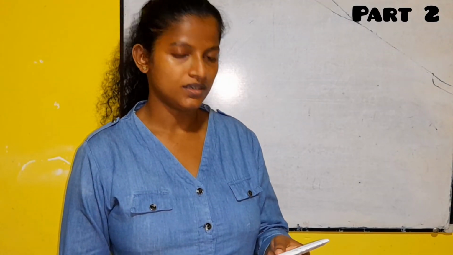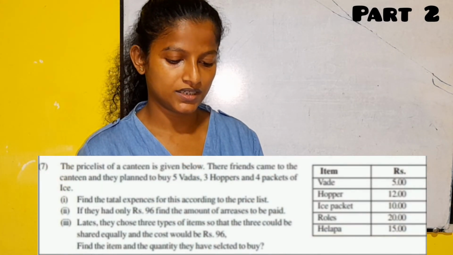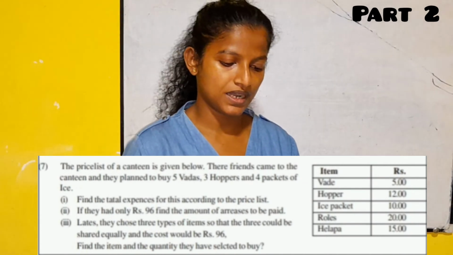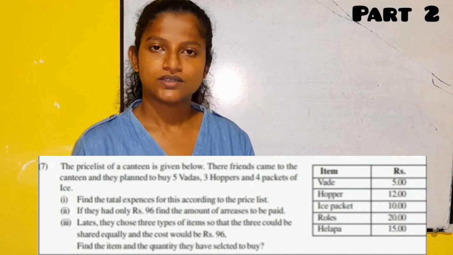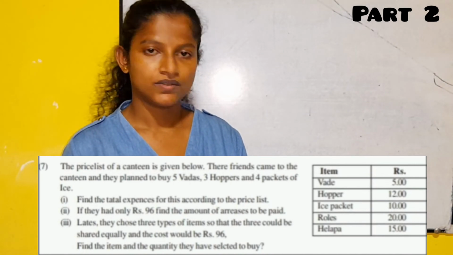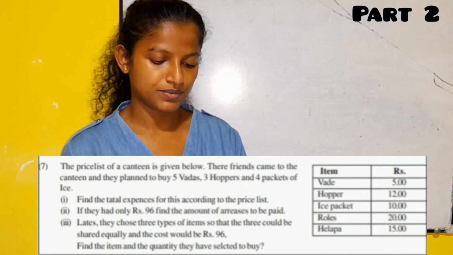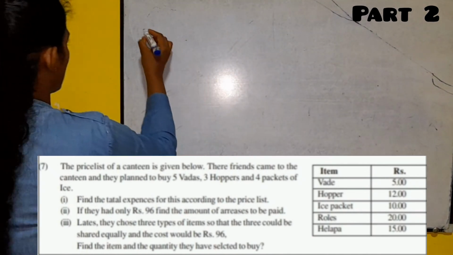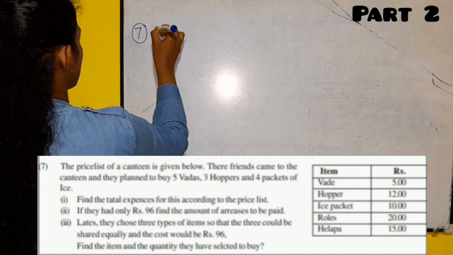Question number 7. The price list of a canteen is given below. 3 friends came to the canteen and they planned to buy 5 vades, 3 hoppers and 4 packets of ice. First question, find the total expenses for this according to the price list. We will find that according to the price list.